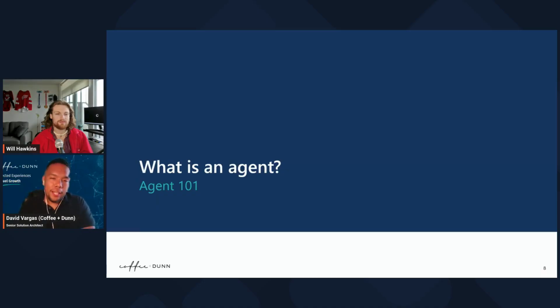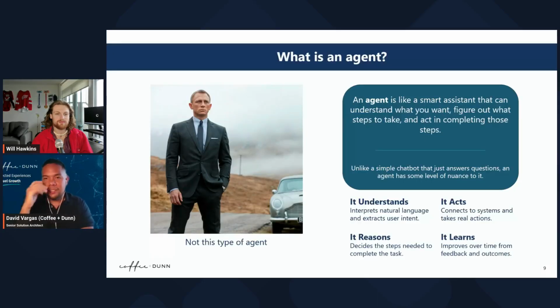So what is an agent, right? Let's discuss what exactly is an agent, because the word comes up a lot, but we don't know. Now, it's not this type of agent, Mr. James Bond over here, that we're talking about. That is definitely a type of agent, but the agent we're talking about is like a smart assistant that can understand what you want, figure out the steps to take, and act in completing those steps. Unlike a simple chatbot that just answers questions, an agent has some level of nuance to it, right?